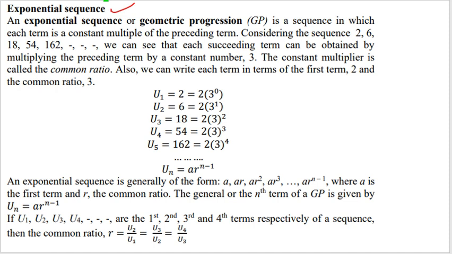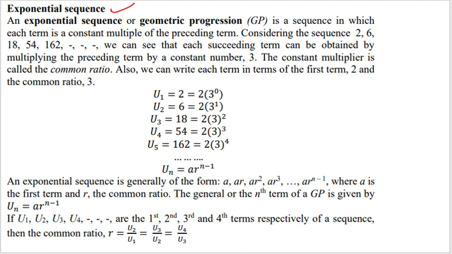Now, let's welcome back to exponential sequence. An exponential sequence, as I said, is the same as a geometric progression. A GP is a sequence in which each term is a constant multiple of the preceding term.